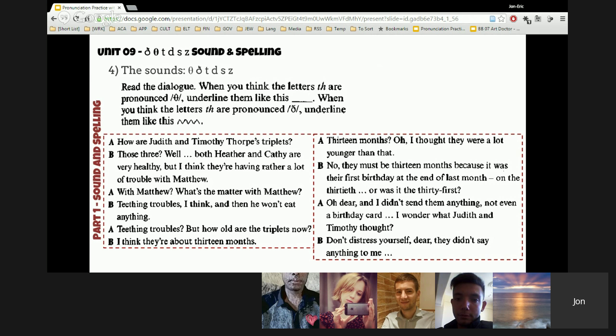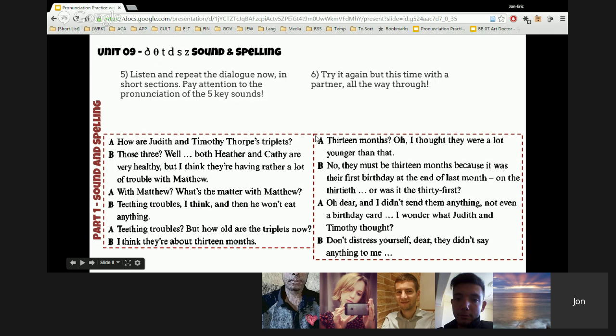I want you to try this dialogue now. Let me just change the page. Listen and repeat the dialogue. Pay attention to the sounds. No, I want you to actually try it. Let's get two readers. How about we do Wellington and Marco? Wellington, you be A. Marco, you be B. I'm only going to stop you to make a quick correction. Otherwise, I'm going to let you read to the end. Are you ready? Go for it.